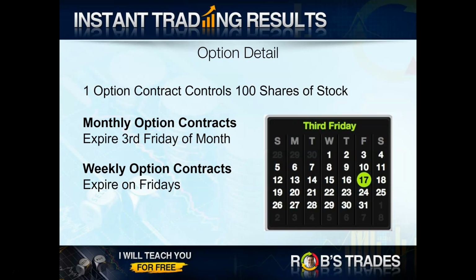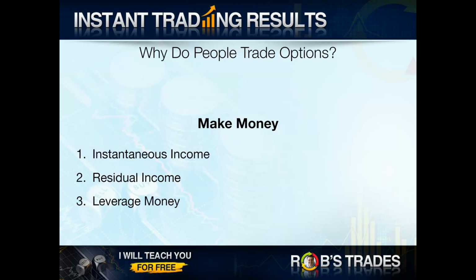An option contract controls 100 shares of stock. So if you buy a call option, you're then getting the rights to buy 100 shares of stock. If you get 10 options, well then that's giving you the rights to 1,000 shares of stock. Now, monthly option contracts expire on the third Friday of the month. And there's also weekly option contracts too, and they expire on Fridays. I prefer to trade the monthly option contracts because there's a lot more volume, more action in the monthly contracts.